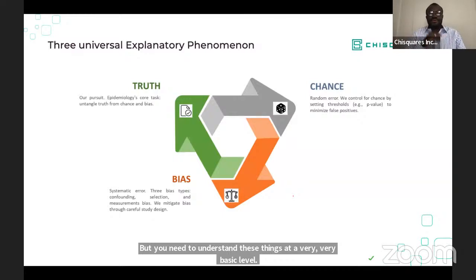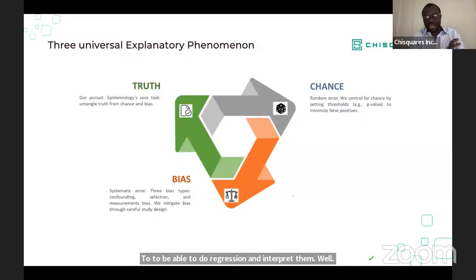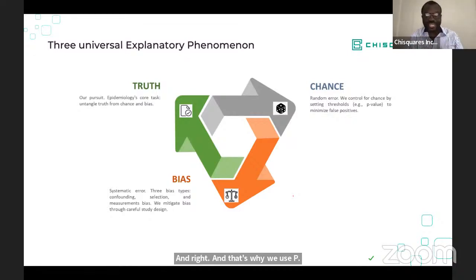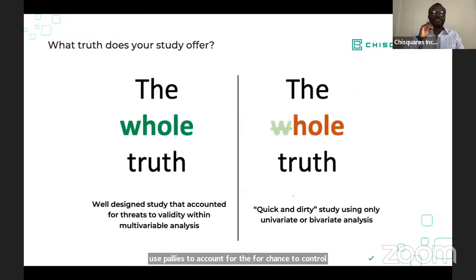So truth, again, is what we are trying to find. Bias is systematic error. Chance is random error. And that's why we use p-values: to account for chance, to control for chance. Again, we'll talk about these principles extensively in the next few slides.